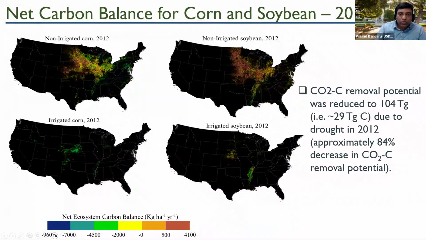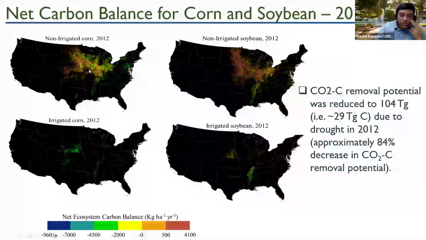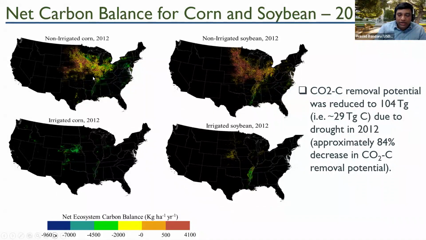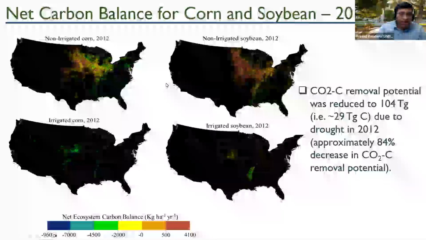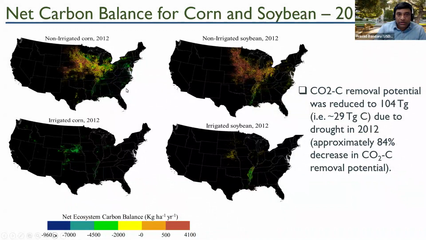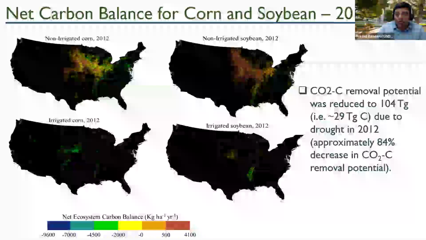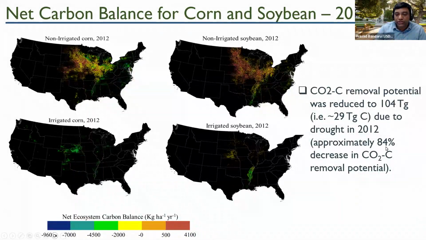So this is for the 2012 drought year. As you can see, for both corn and soybean, many pixels are losing carbon in the drought year, mainly because of the reduction in annual crop productivity, which is a carbon input to the soil, and also an increase in soil respiration because of the high temperatures. So we estimated that drought years like 2012 can reduce the CO2 offset potential by 84%.